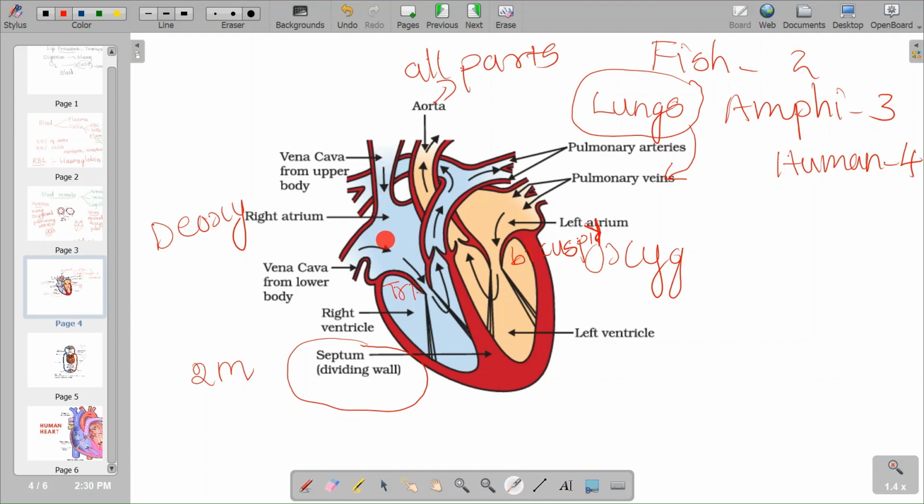So deoxygenated blood enters the right atrium through superior and inferior vena cava from the upper and lower parts of our body. Oxygenated blood reaches the left atrium through pulmonary veins. When the atria contract, the valves open, and the blood comes to the ventricle. When the ventricles contract, the deoxygenated blood is carried by the pulmonary artery to the lungs, and from the left ventricle, the oxygenated blood is carried by the aorta to all parts of the body. Hope you understood about the structure and function of our heart.